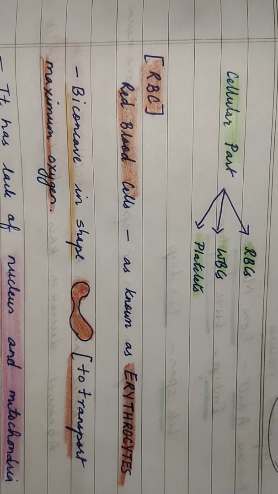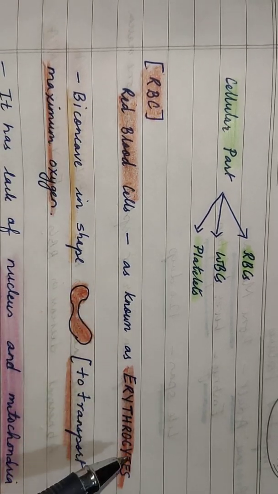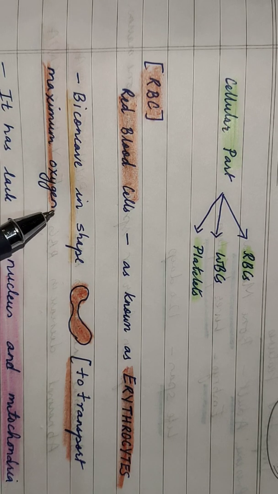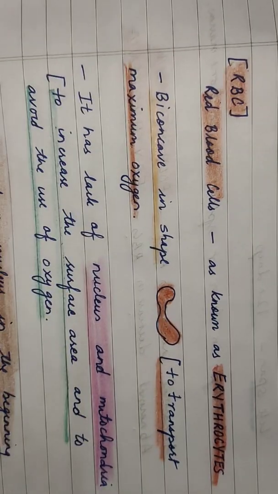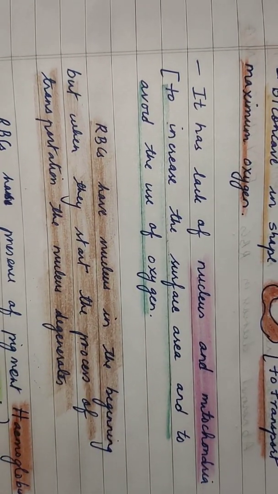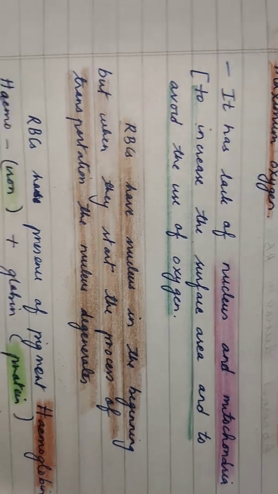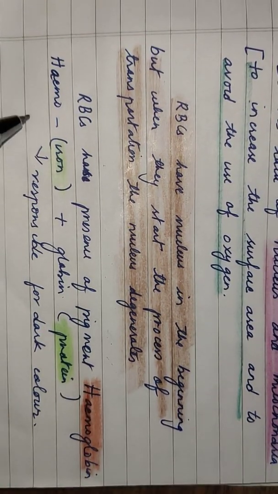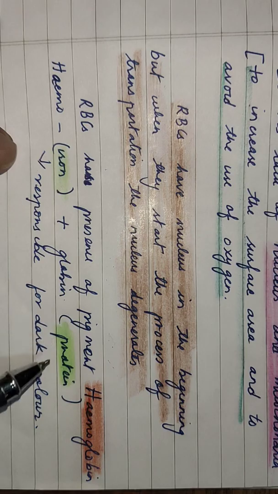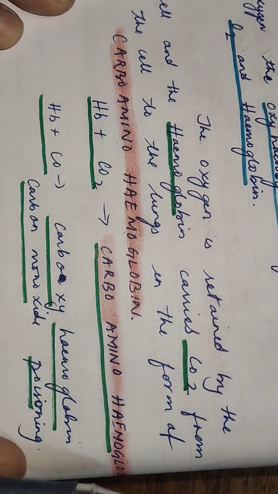So in today's lesson we have learned that RBC has a special name, erythrocytes, and a biconcave shape to transport maximum oxygen, with a lack of nucleus and mitochondria to increase the surface area. They have a nucleus in the beginning, but when the process of transportation starts, the nucleus degenerates. It has an important pigment known as hemoglobin. Hemo means iron and globin means protein. Hemoglobin plus oxygen will give you oxyhemoglobin, and hemoglobin plus carbon dioxide will give you carboaminohemoglobin.